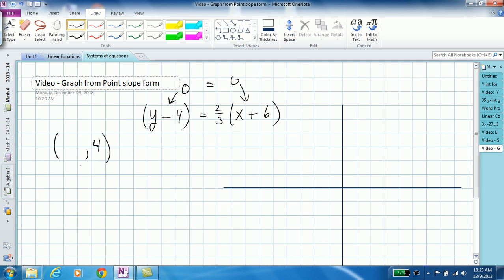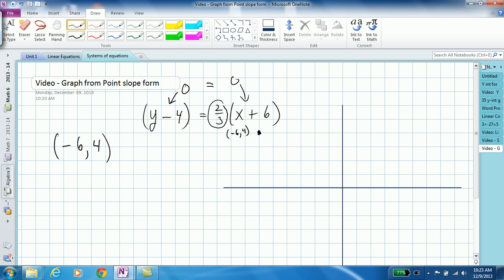So, if y equals 4, we have the left side equal to 0. And on the right side, if x equals -6, -6 plus 6 is 0. So the point -6, 4 makes this equation 0, both sides equal to 0, so it makes the equation true, and so the point -6, 4 is on the equation. So we go to that point, 1, 2, 3, 4, 5, 6, and up 4. -6, 4 is a point that makes the equation true.